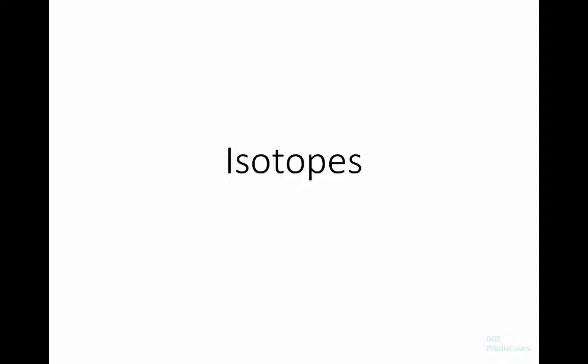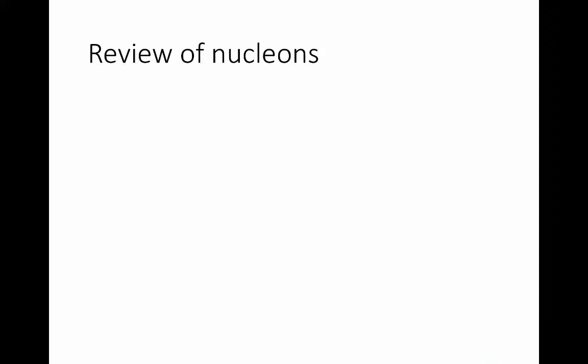Today we're going to talk about isotopes. Let's start out by doing a quick review of what we call nucleons. Nucleons are subatomic particles that are found in the nucleus. And there are two sorts of nucleons. The first sort of nucleon is called a proton. Protons are positively charged particles.